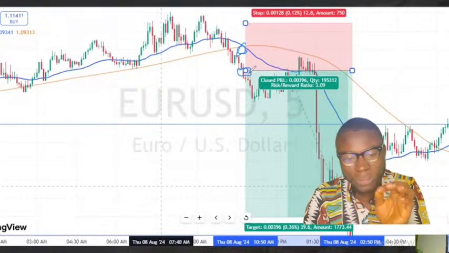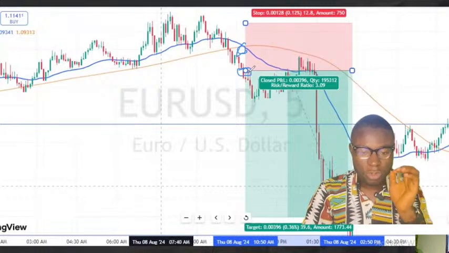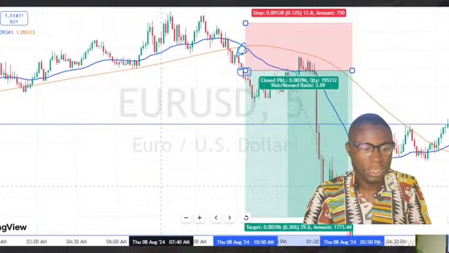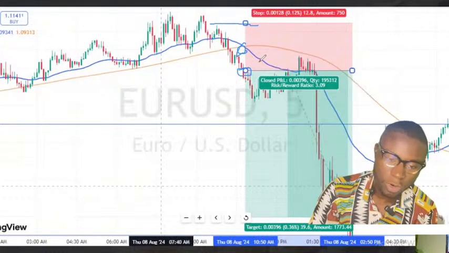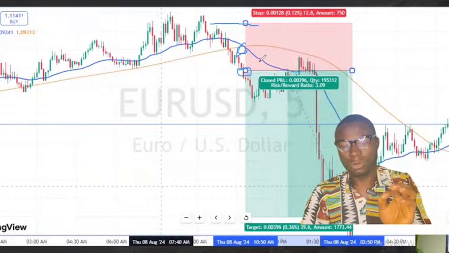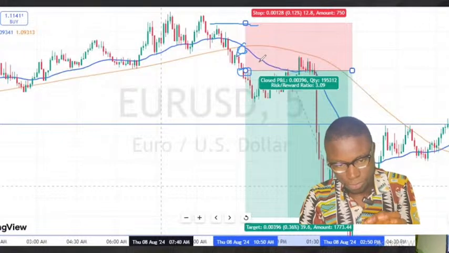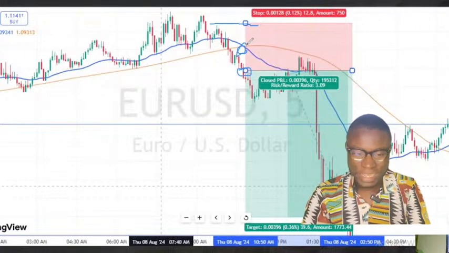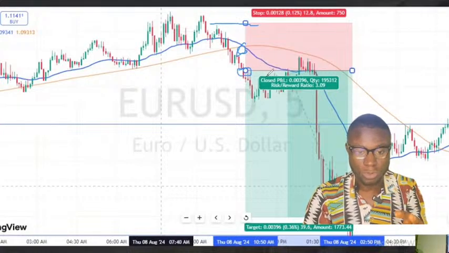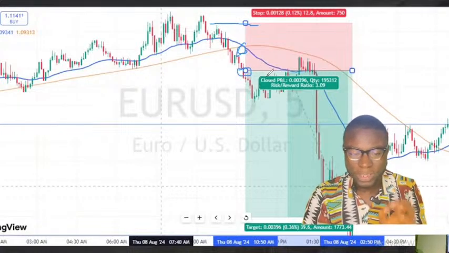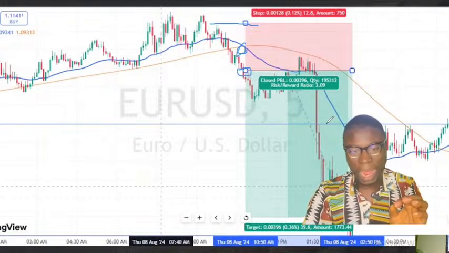After taking your sell, the next thing is where to place your stop loss. Where you place your stop loss is above the most recent high you can see here. That is the level for you to place your stop loss. Then your take profit must be a minimum of 1:2 risk reward ratio.